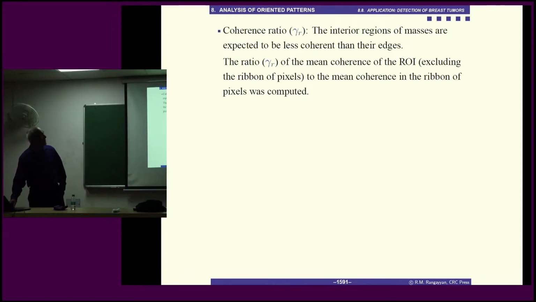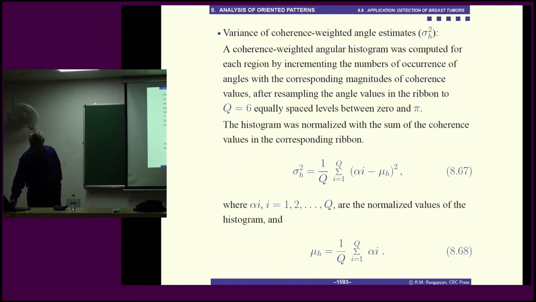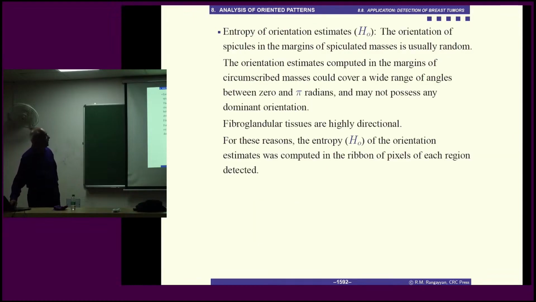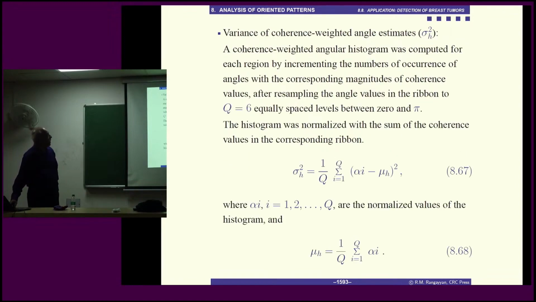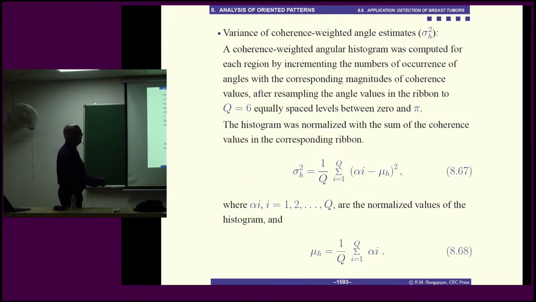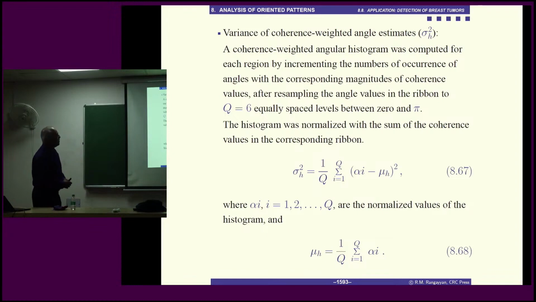Contrast, coherence, ratio, these are the features computed. Entropy of orientation estimates of the spicules of the margins. Variance of coherence weighted angle estimates. These are all measures of variance, alpha_i minus mu_h, where alpha are the normalized values of the histogram and mu_h are the average value of those.